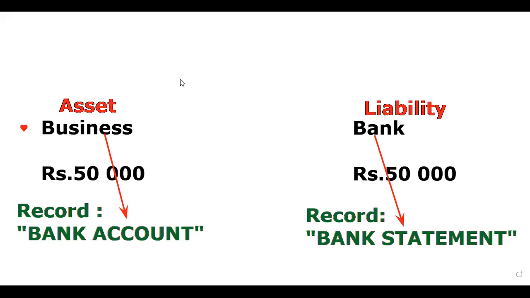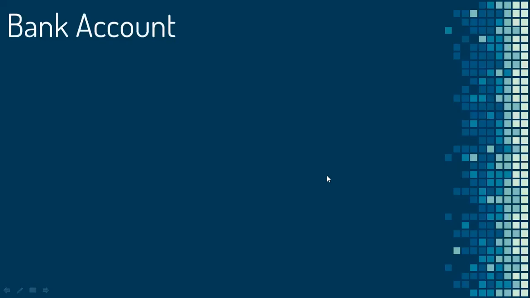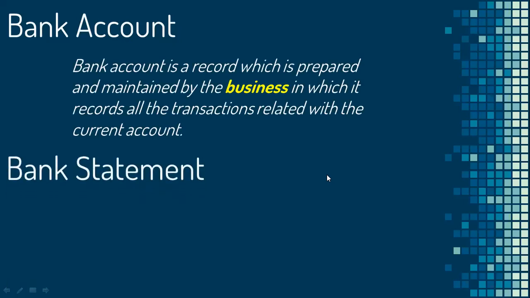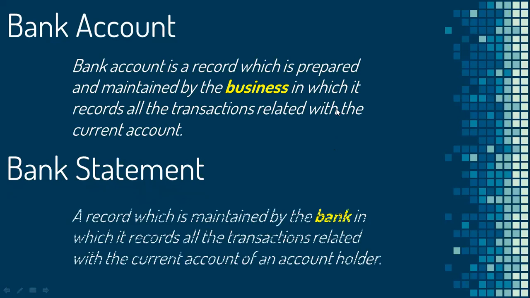Now, let me take you to the presentation. Let's see what is meant by bank account and bank statement. Make a point for me. A bank account is a record which is prepared and maintained by the business, in which it records all the transactions related with the current account. That is what you mean by bank account. And the bank statement is a record which is maintained by the bank, in which it records all the transactions related with the current account of an account holder.